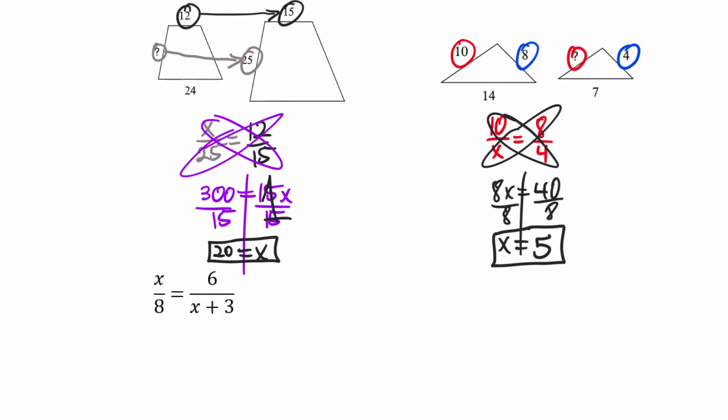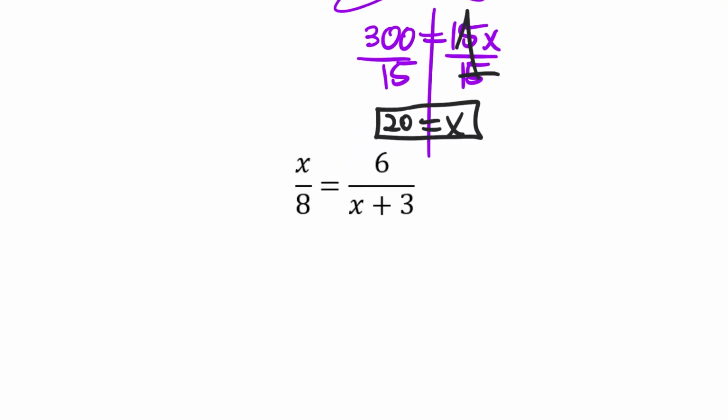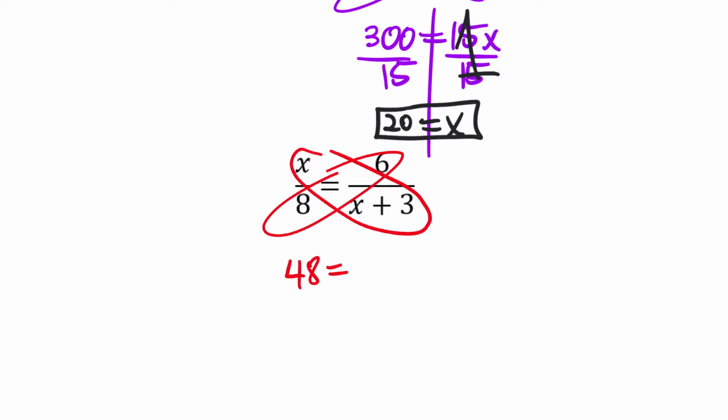Okay. Now, on this last one down here. So we're going to cross multiply. 8 times 6 is what? 48. Okay, what is x times x plus 3? X squared plus 3x.